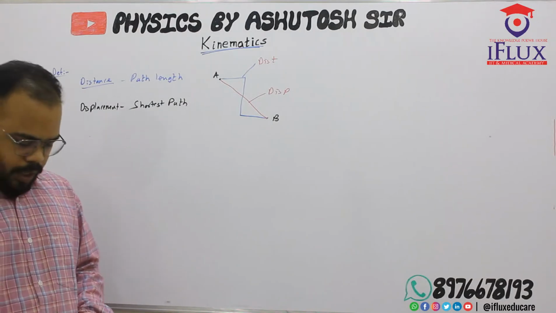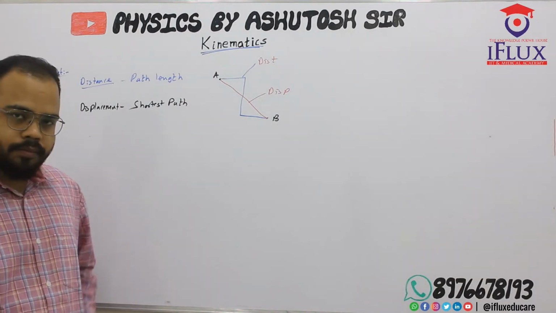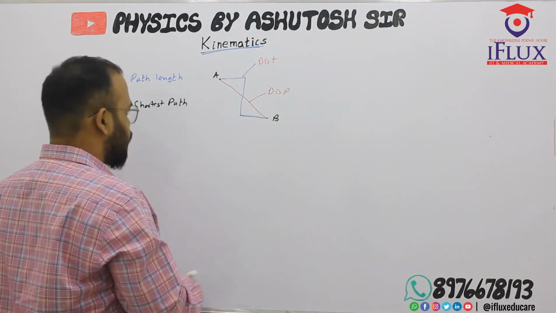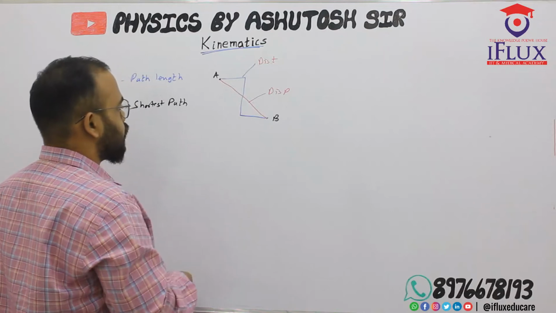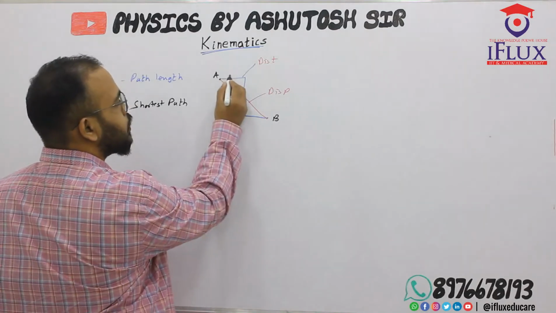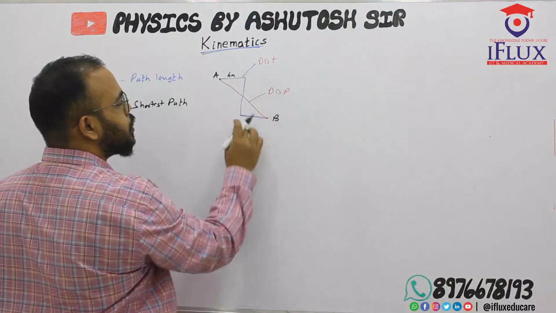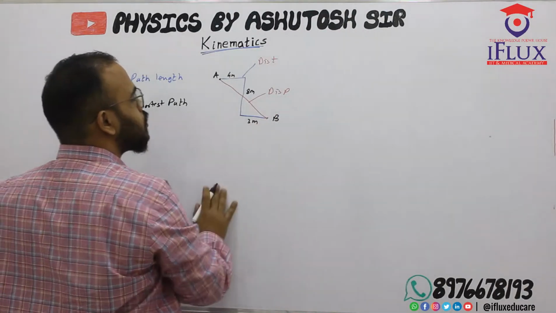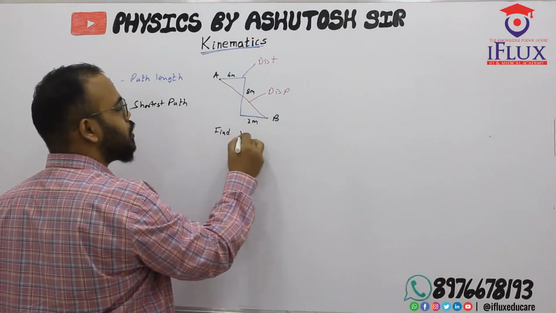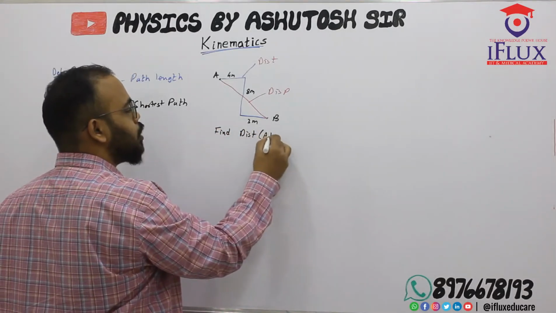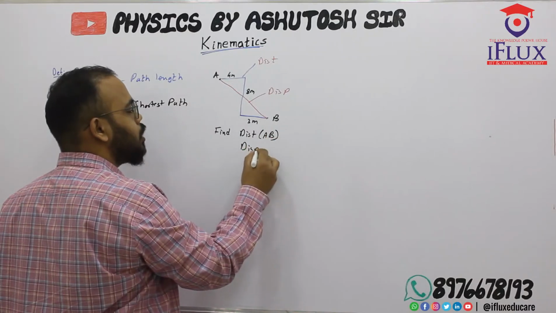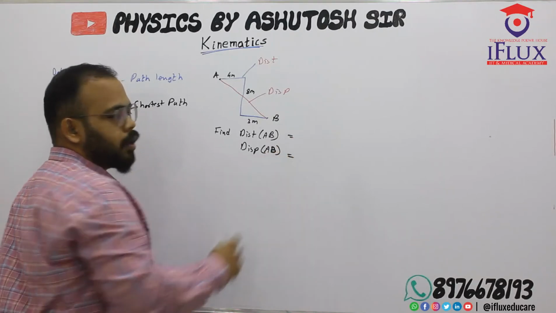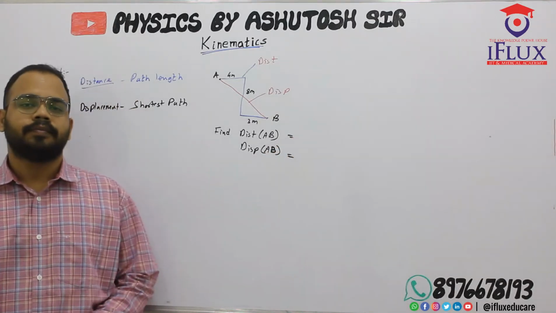Let's set some numerical values and try to solve one sum. So let's see, this is 4 meters, this total is 8 meters, and this is 3 meters. You have to find the distance from A to B and you have to find the displacement from A to B. You can pause the video and try attempting this sum.